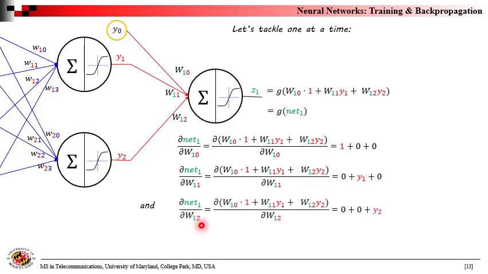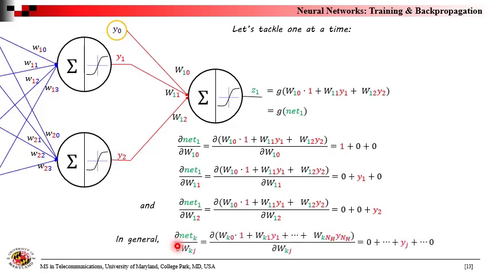And the last of the three is going to be the partial derivative of the weighted sum with respect to W12. Again, this term is going to be 0, this term is going to be 0, and this term is going to be whatever multiplies W12, which happens to be Y2. So we have these three partial derivatives, 1, Y1, Y2. They happen to actually be exactly the output of the hidden nodes, the nodes from the hidden layer.